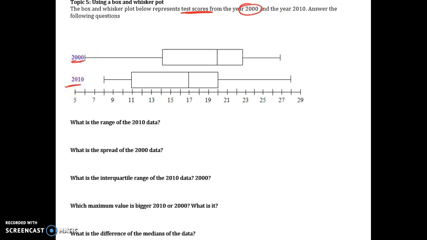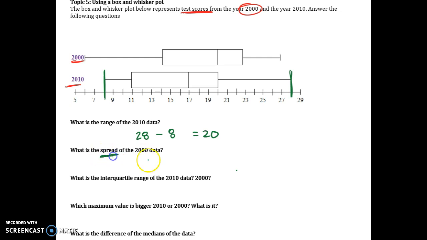Answer the questions. What is the range of the 2010 data? So the range is the largest number minus the smallest number. So in 2010, the highest score was 28, and the smallest score was 8. 28 minus 8 is 20. I don't really know the unit here, points, or maybe it's a percentage point, I'm not sure.